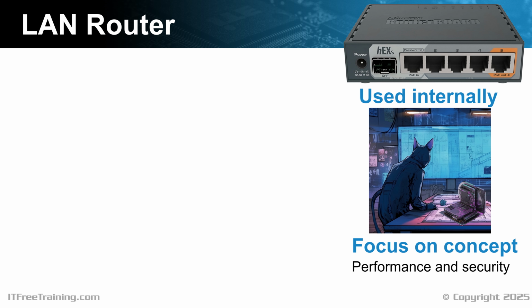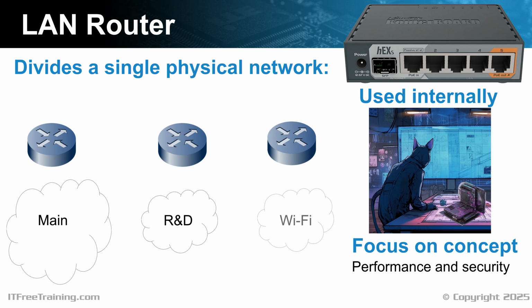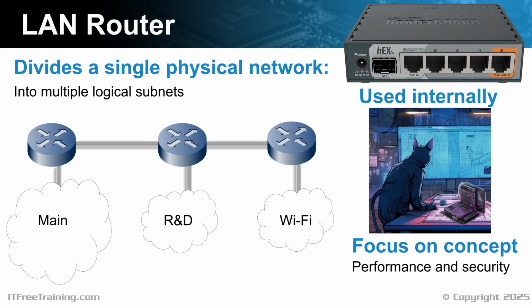The security is obtained by isolating different parts of the network. A router achieves this by dividing a single physical network into multiple networks. For example, in this network, there are 3 networks divided by routers. These are main network, research and development, and a Wi-Fi network.